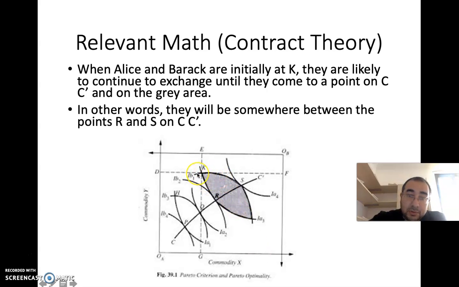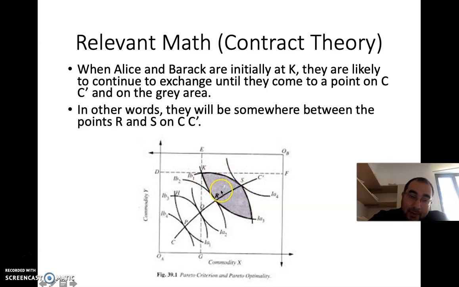It is also possible to increase the utility of Alice without decreasing the utility of Barak, when you move along the indifference curve from K to S and then to this point. And actually, you might improve the utility of both of them if you go anywhere between this line and this line, into the gray area.